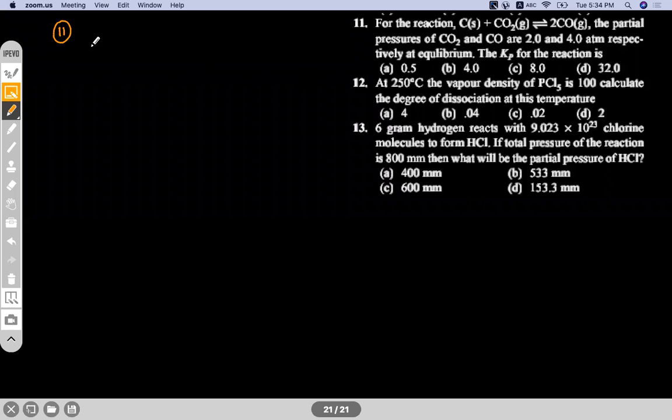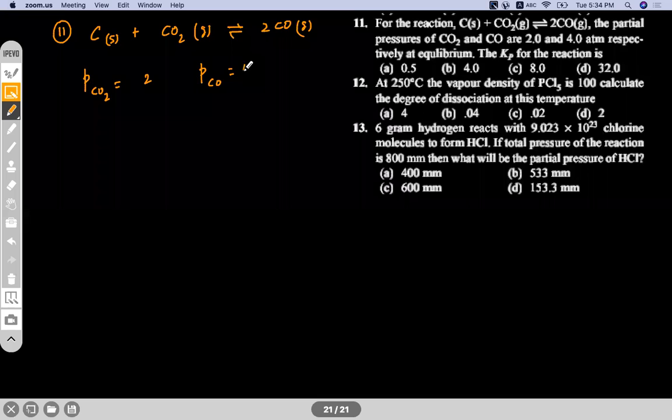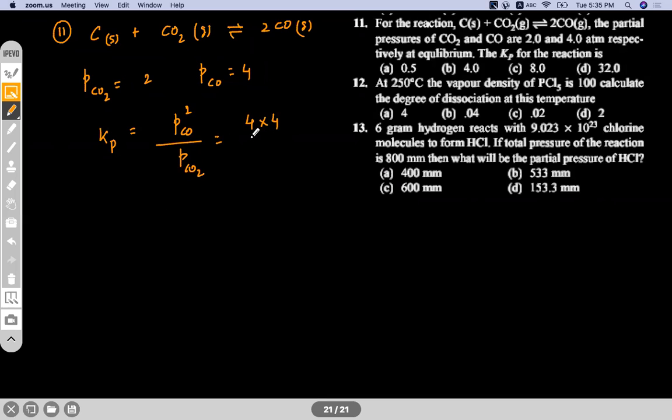the reaction is given: carbon solid plus CO2 gas gives 2CO gas. The partial pressure of CO2 is given, that is 2, and that of CO is 4. We need to find out the Kp of the reaction. So what is Kp? Partial pressure of the gaseous products by partial pressure of the gaseous reactant. So 4 into 4 divided by 2, that is 8. Okay.